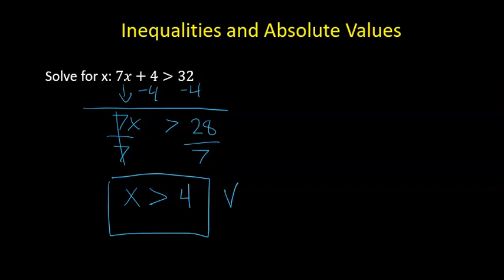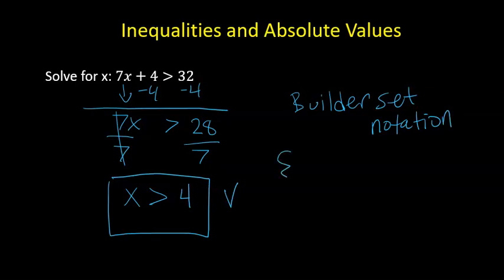If I needed to do it in the builder set notation, I would make it look like curly brackets. Oh no, oopsies. And then it's x, because it's asking us to solve for x. And then we do x, 4, close bracket. Right? So I wonder if I could use a different pen.